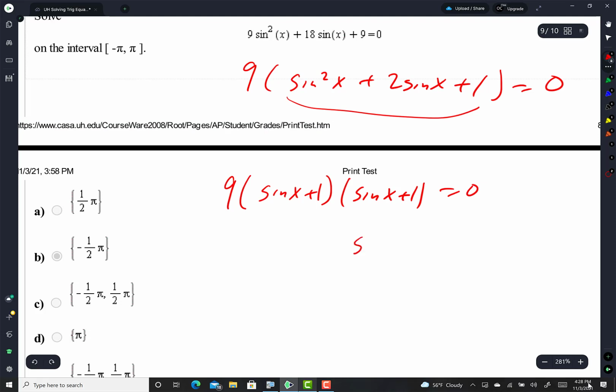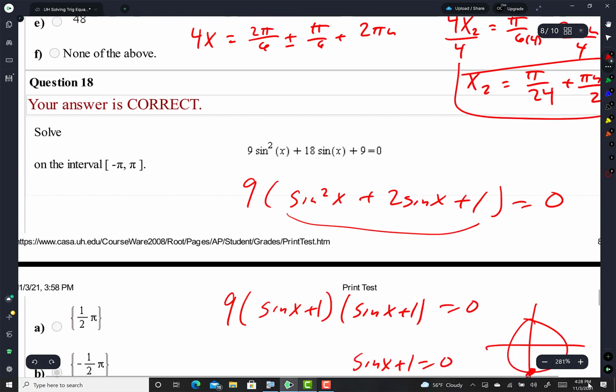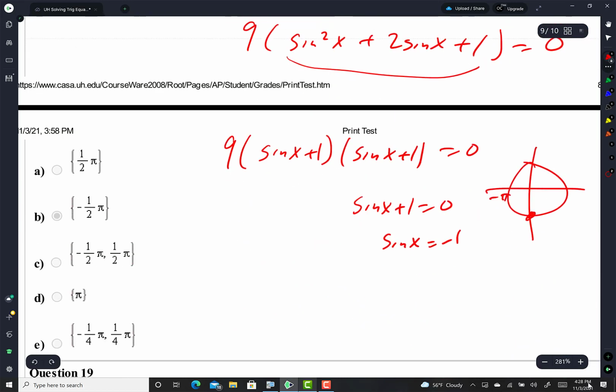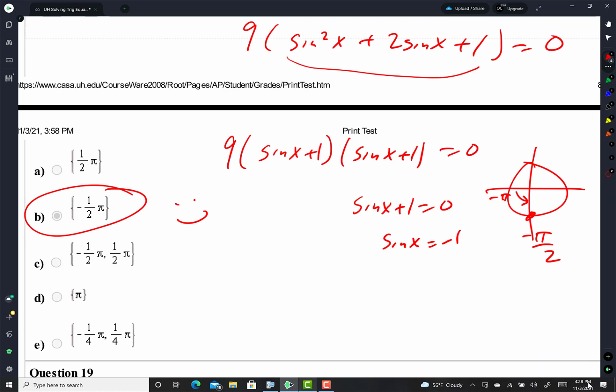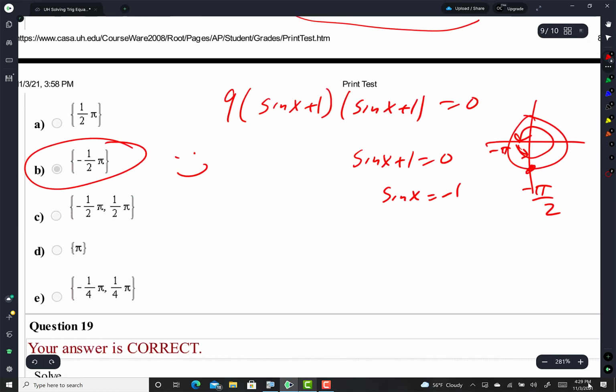So you can just solve for one of them. Sine x plus 1 equals 0. Where does sine x equal negative 1? On the unit circle, that happens down here. Where am I looking? Between negative pi and pi. Negative pi is here, so if I go counterclockwise, that'll be negative pi over 2. And that's it, because you're only looking between there and pi. Yep, cool.